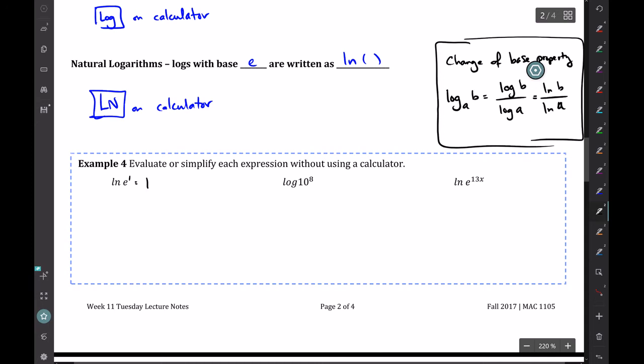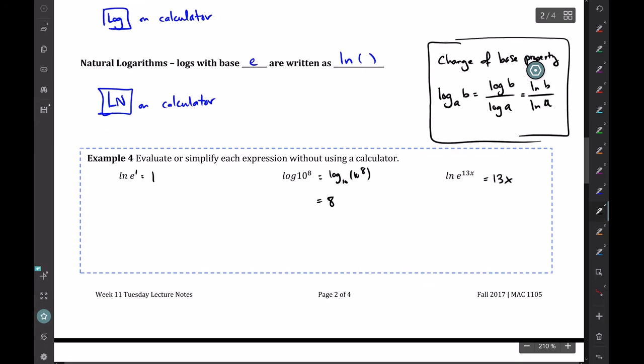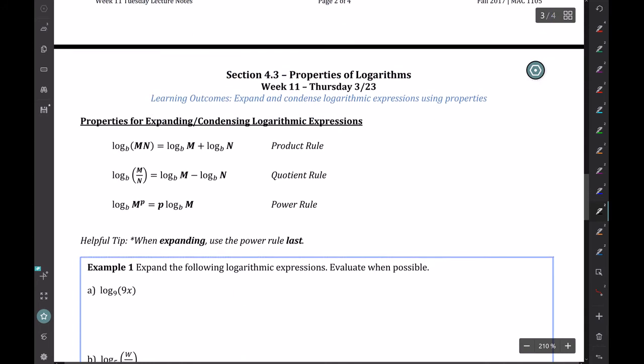If you see log of 10 to the 8th, that means that you're doing log base 10 of 10 to the 8th, which will give you 8. And finally, if you see natural log of e to the 13x, that's going to be 13x. Okay, so that's all from section 4.2. Now we're going to move on to section 4.3.